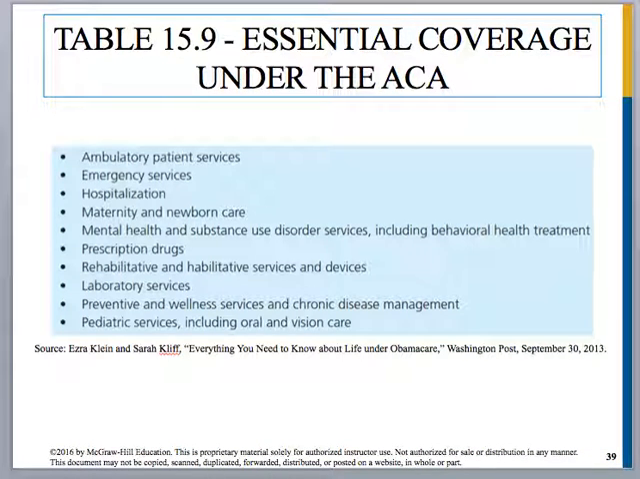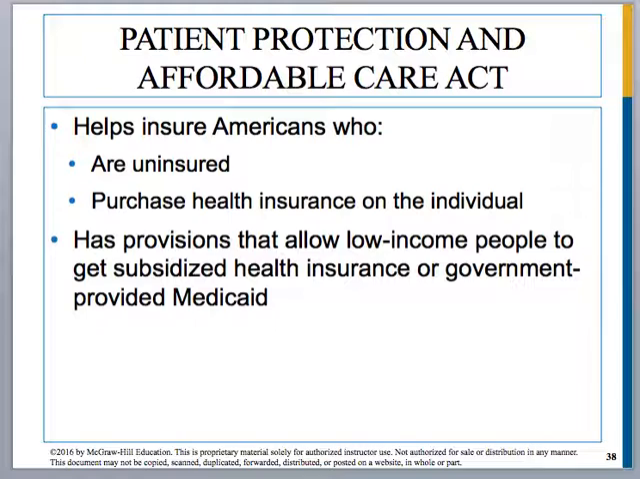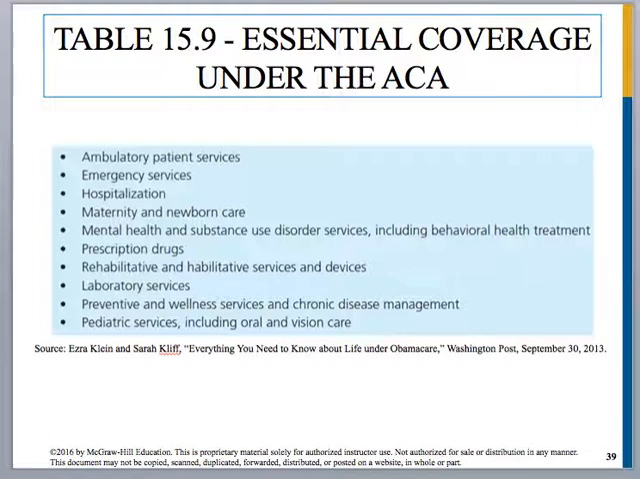Table 15.9 is looking at essential coverage under the ACA. And just really quick, we're going to go back because, of course, with all that is being gutted and changed with the current administration, who knows what's going to happen with this. So, Table 15.9, essential coverage under ACA. You can see some of what falls under that: prescription drugs, lab services, hospitalization, maternity newborn care, pediatric services, including oral and vision care.